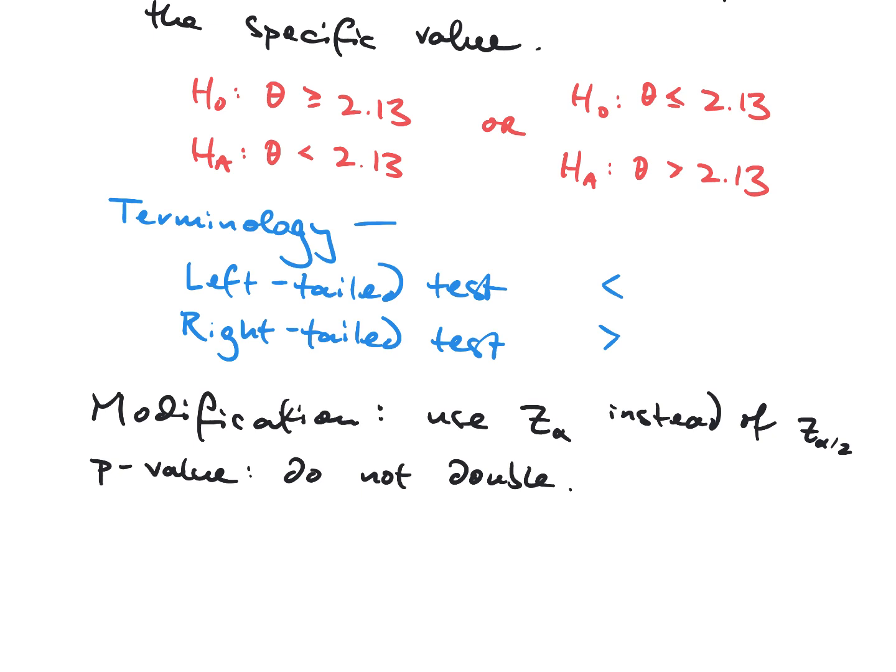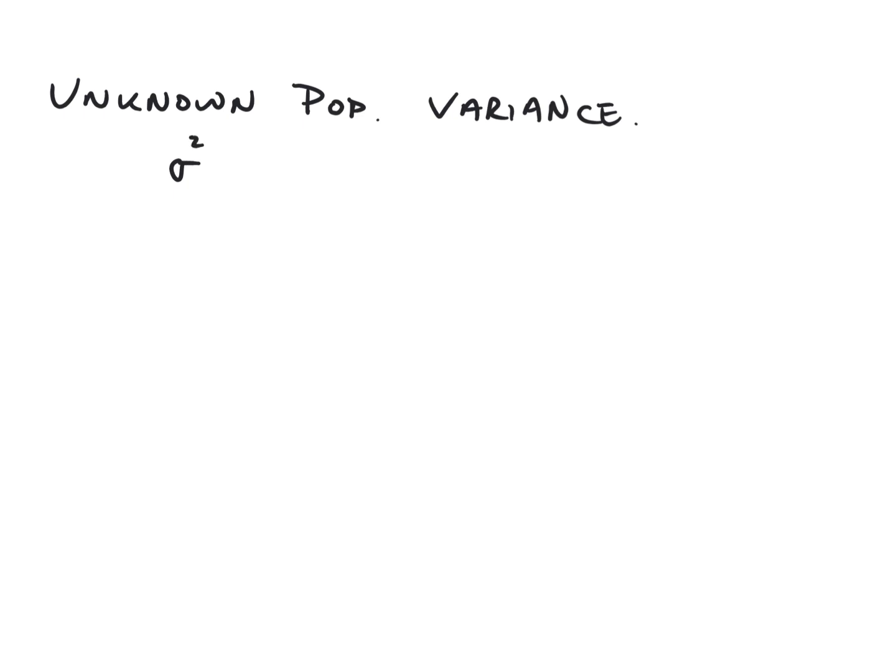Okay, so the next thing that we talked about was the topic of unknown population variance. Okay, so keep in mind that when I write sigma squared, this refers to the population variance. Okay, in contrast to S, which is the sample variance.